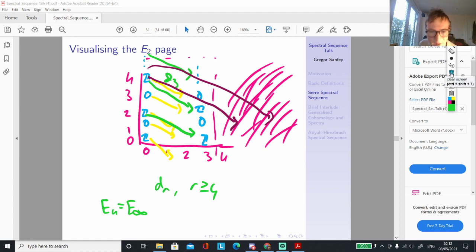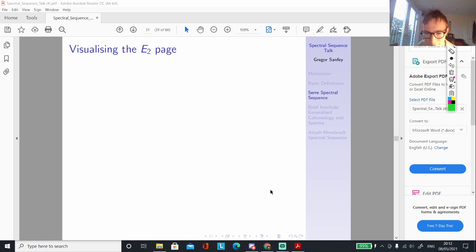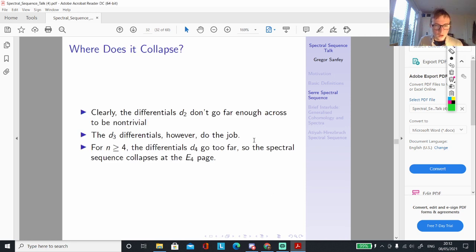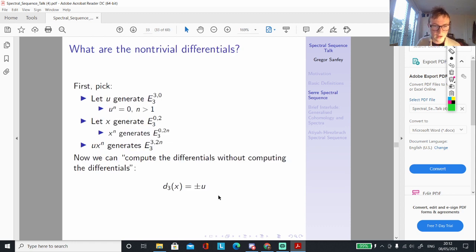Okay, so now that we have that information at hand, we want to know what d3 is, basically. So let's take a look. Okay, yes, that's basically summarizing that. What we're going to do is compute the differential. I like this quote here: compute the differentials without computing the differentials. So what do I actually mean by that? Well, we're going to compute the differentials, but we're only going to do them on the generators. And hopefully that's going to be enough information for us.